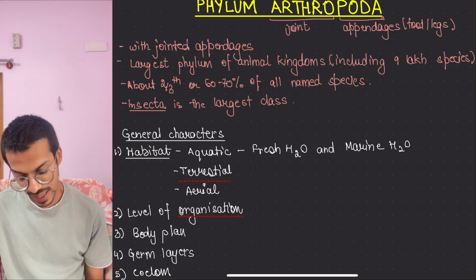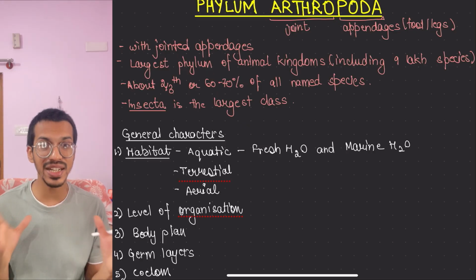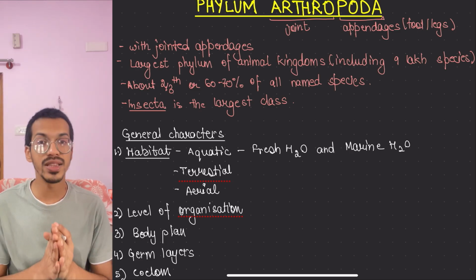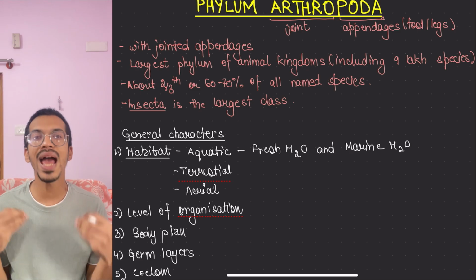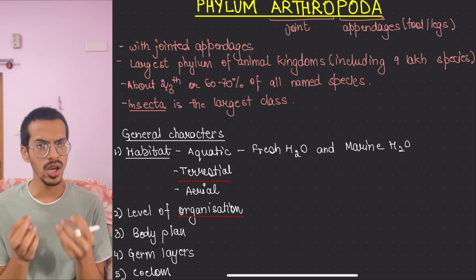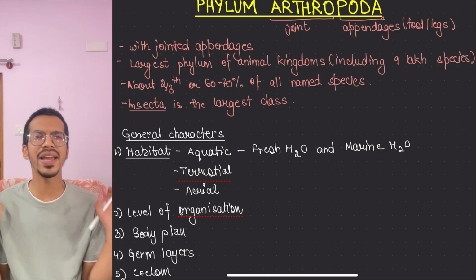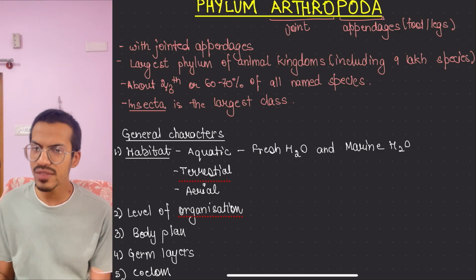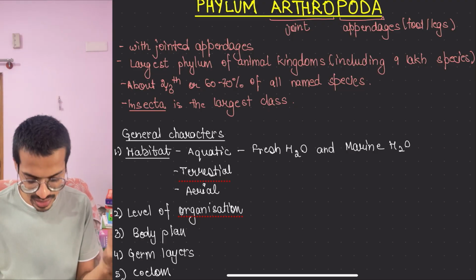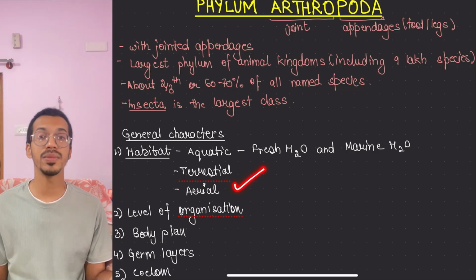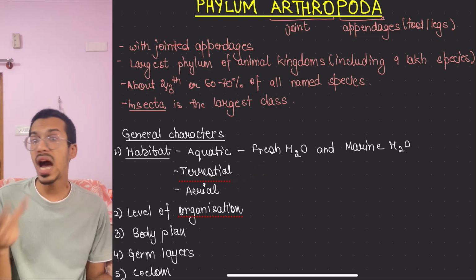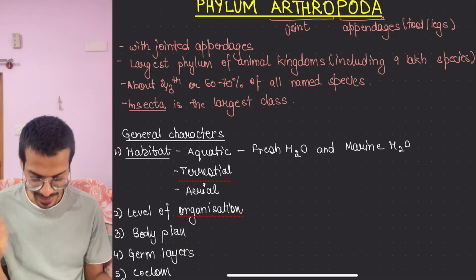Now we have studied the basic intro, so let's go towards our recapitulation of the general features. First of all, habitat. They are present in a wide range of habitats, meaning they are cosmopolitan, they can live anywhere: in fresh water, marine water, terrestrial and aerial environments, meaning they can fly, like mosquitoes, fireflies, houseflies and beetles.